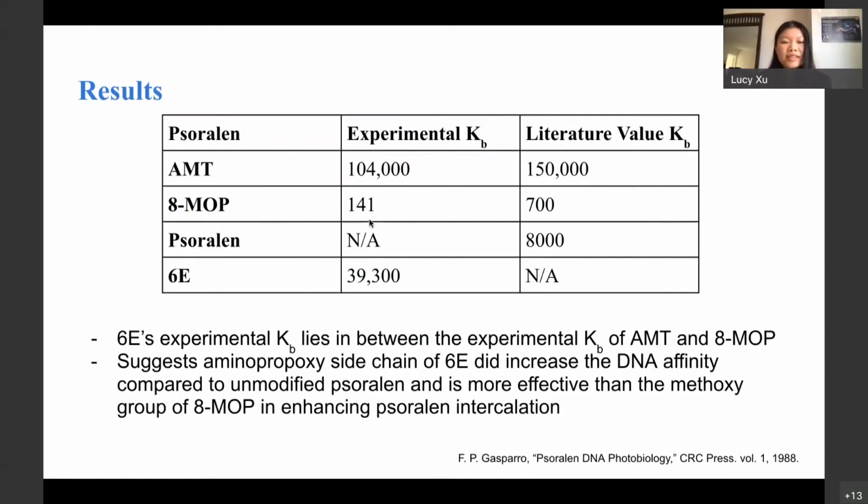So we can see that 6E's experimental Kb lies in between the experimental Kb of AMT and 8-MOP, and this suggests that the additional aminopropoxy side chain of 6E did in fact increase the DNA affinity compared to 8-MOP. And we can see that the experimental Kb is also larger than that of the literature value of unmodified psoralen. So that means that the side chain does increase the DNA affinity compared to unmodified psoralen, and it was more effective than that methoxy group of 8-MOP in enhancing psoralen intercalation because it has a significantly higher Kb.